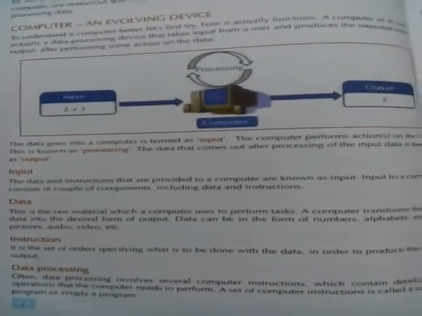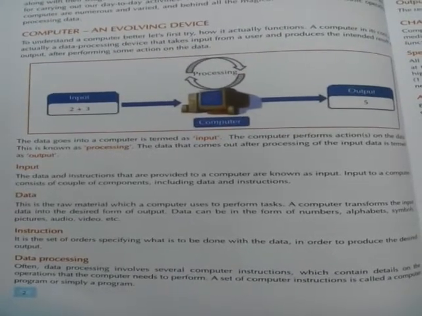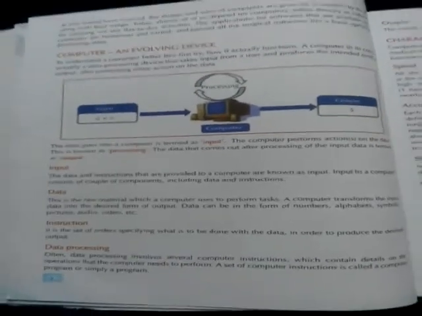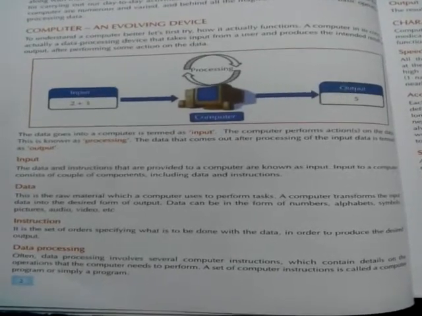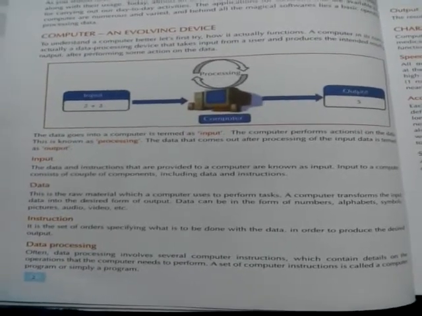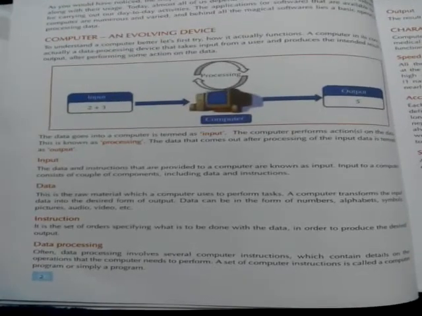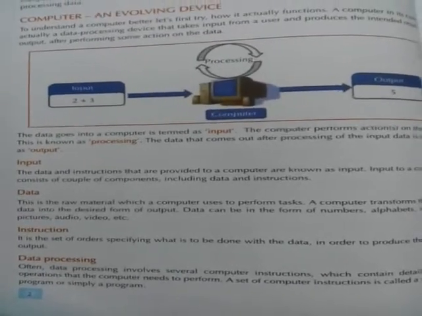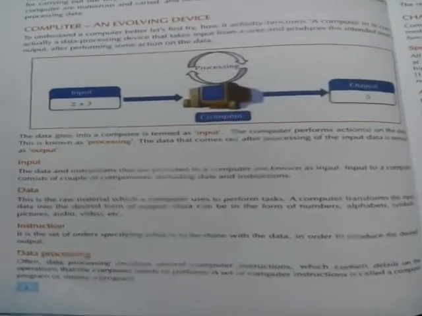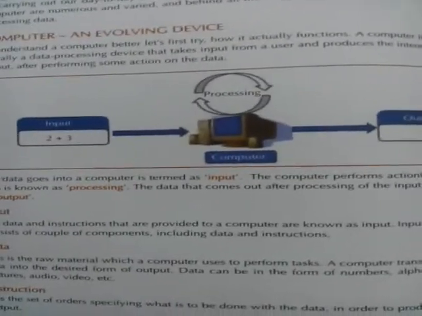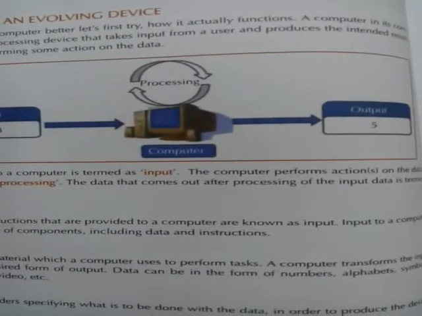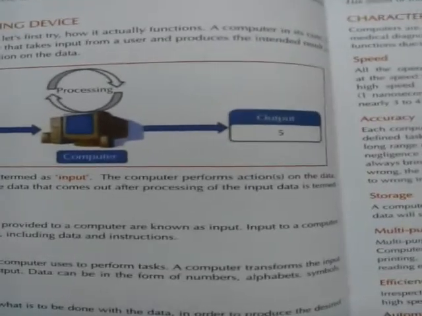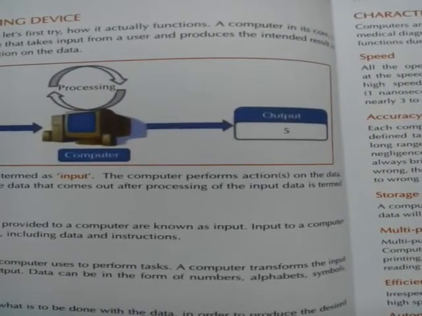Data is a raw material which a computer uses to perform all the specific tasks. It performs the tasks and transforms the input data into information, meaning the desired output form. For example, we have 2 plus 3 and the addition is performed within the computer. Through the processing we get the information, that is the output, the resultant.